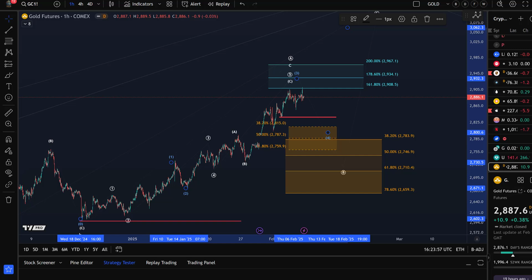Even if it's a wave 4, it could be a decent pullback because we're dealing with a diagonal, and wave 4s can be deep in such a scenario. But let's talk about it.